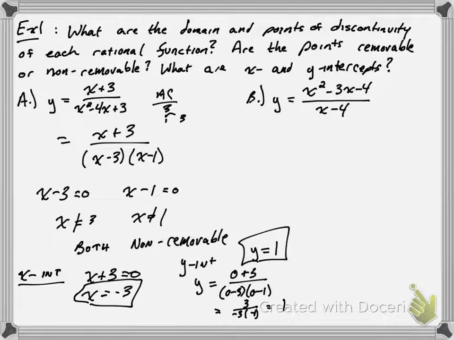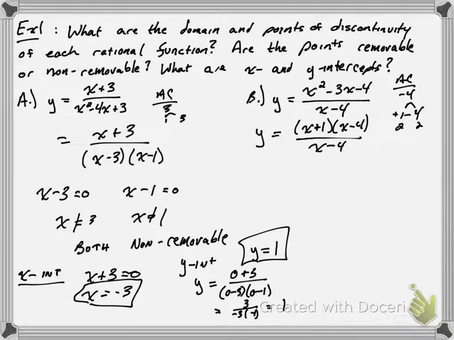What about the second function? Same thing, we need to factor the top. My AC number is negative 4: 1 times negative 4 is negative 4. So 1 and 4, 2 and 2. We need negative 3, so positive 1 and negative 4. Let's take our shortcut, and this factors into (x plus 1)(x minus 4) over (x minus 4).